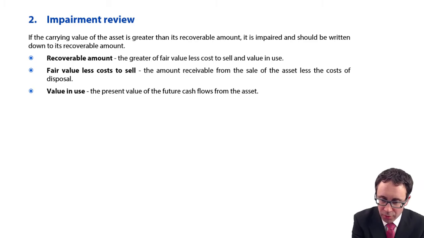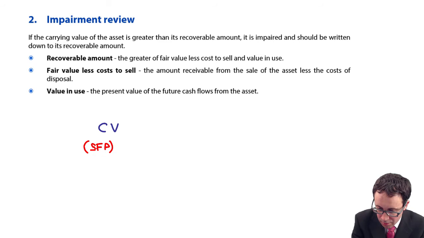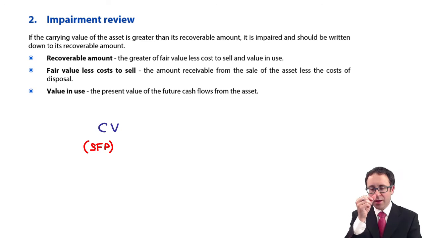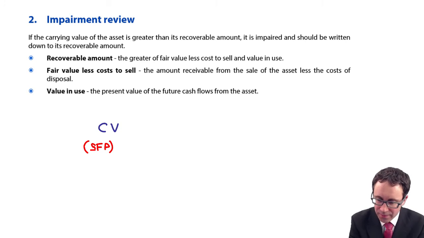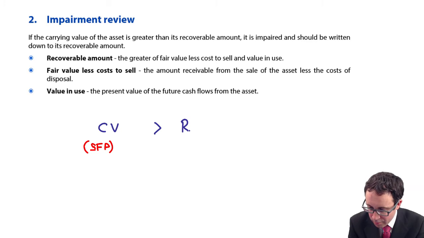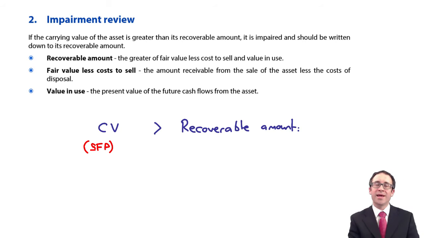So what we're going to do is just summarize how to crunch those numbers, because we need to look at the carrying value. The carrying value is that figure that you see within the statement of financial position. So for you and I, that item of property, plant and equipment, that intangible, or potentially a business, but leave the business for the time being. We're just going to focus on individual assets to start off with. So if the carrying value is greater than the recoverable amount, then the asset is impaired.